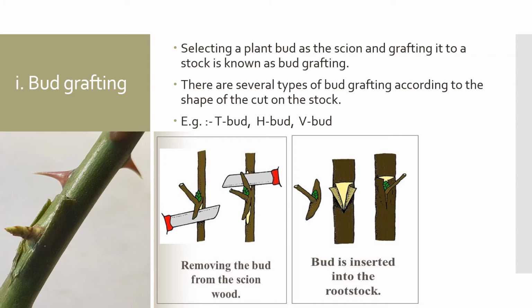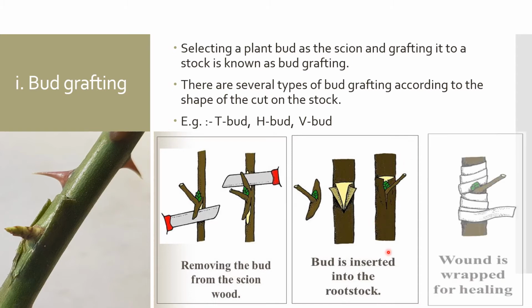So you can use either a T cut, H cut or V cut to insert the removed bud. Here it has a T-shaped cut that opens the bark of the stock plant, and it has inserted the scion here. Then we have to wrap the stock plant.